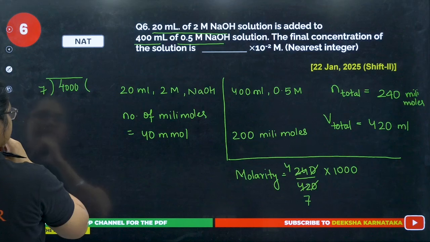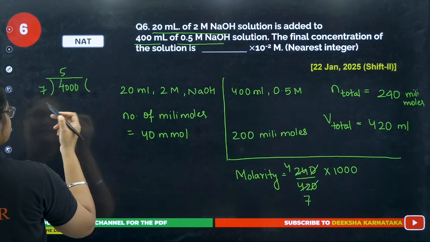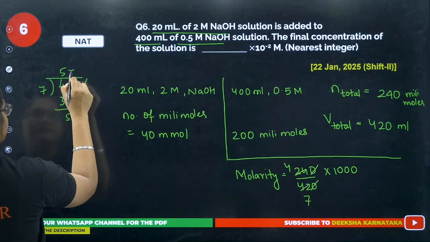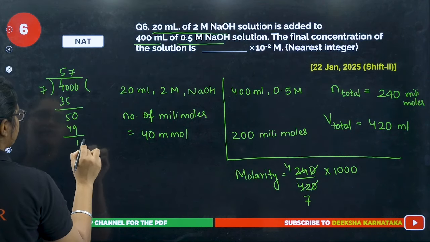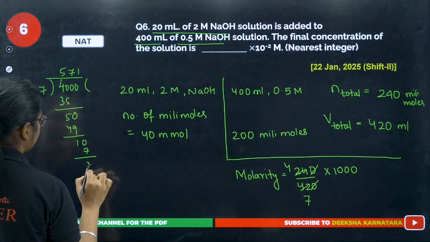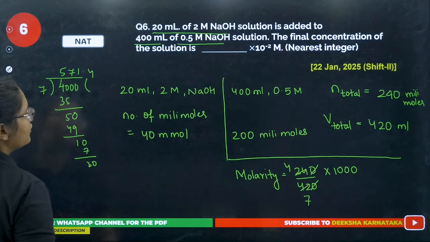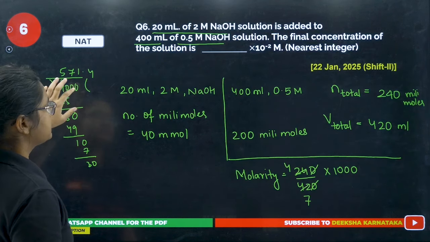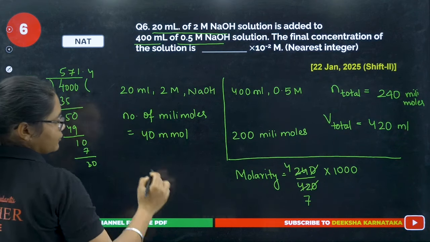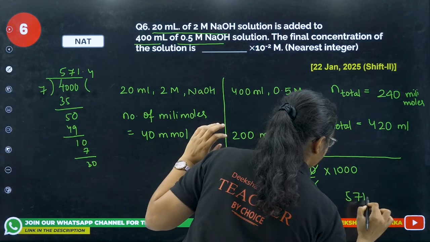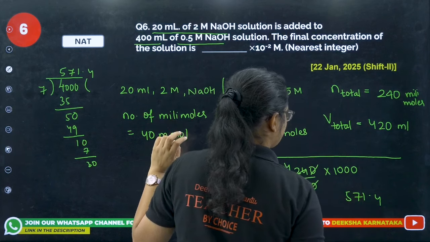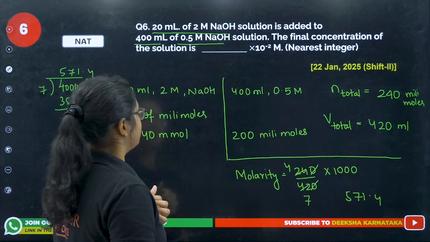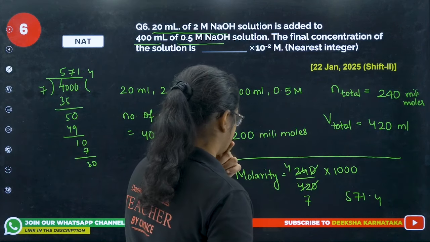Okay, so I have 7 5s are 35, 7 6s are 42. I have 50. Then I have 7 7s are 49, so I have 110. 7 1s are 7. Then I have 3. I can take 7 4s are 28 something. So you have to find how much this will come to. So the molality I am getting is 571.4, right? Now we have this into 10 to the power of minus 2. Okay, I missed one more thing, I think.